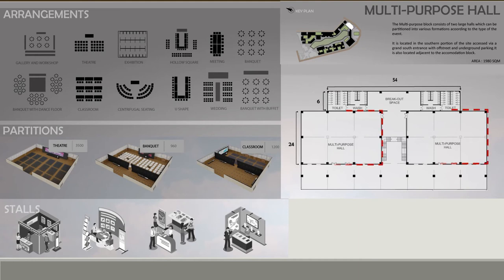The multipurpose hall is located in the southern portion of the site, which consists of 2 large halls which can be partitioned into various formations according to the type of event.